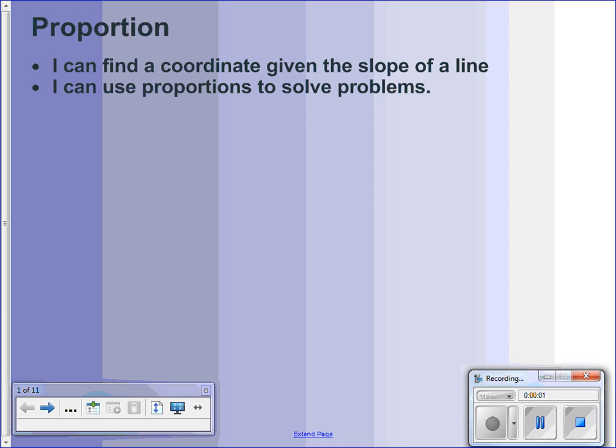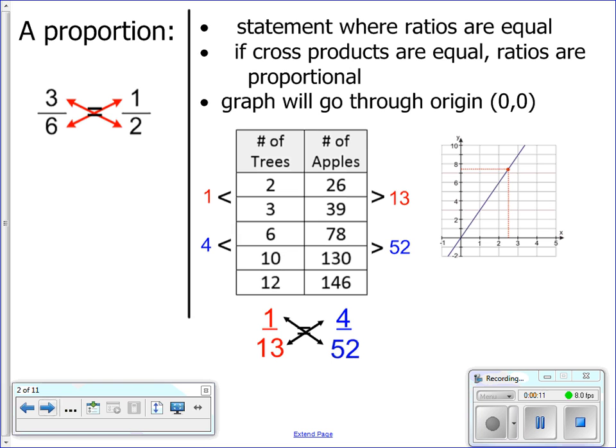Next lesson, we'll be talking about proportion. At the end of the lesson, you'll be able to find a coordinate given the slope of a line and use proportions to solve problems. A proportion is a statement where the ratios are equal. So if our cross products are equal, the ratios are proportional. If we're talking about a graph, it will always go through (0, 0) if it is proportional.